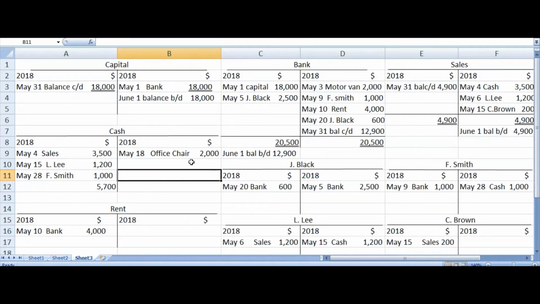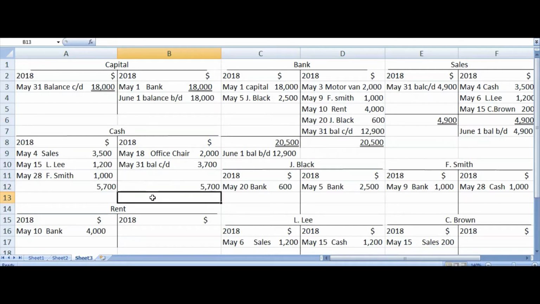And remember, you are going to take the smaller total from the larger to find the balance. So when you take 2,000 from 5,700, you are going to be left with a balance on May 31st, balance CD of 3,700. So that will give you a total of 5,700 for your credit side.